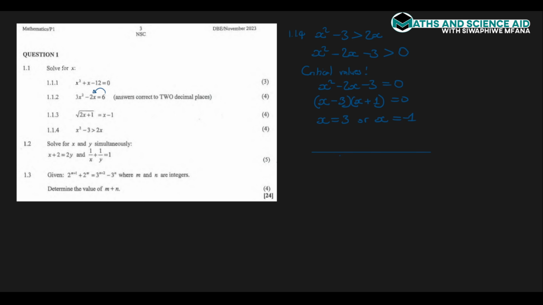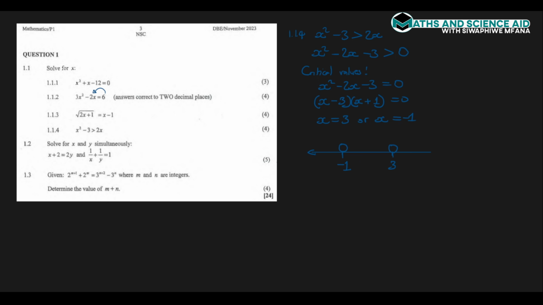So we just draw a simple number line there, and then along this number line we are going to write down our critical values. So first is going to be -1 and then 3. So these are our critical values. Like I said, critical values are the values where the equation is equal to 0. So that is why we must write zeros above these values.